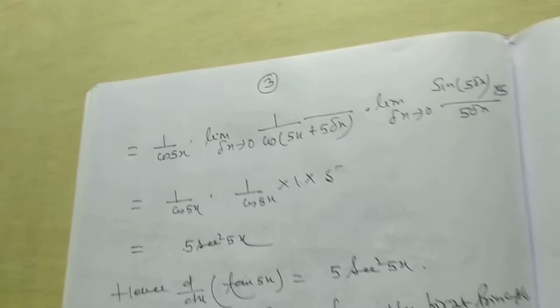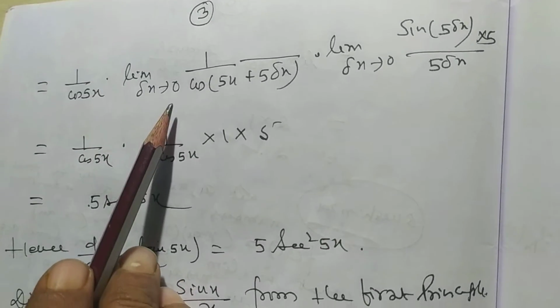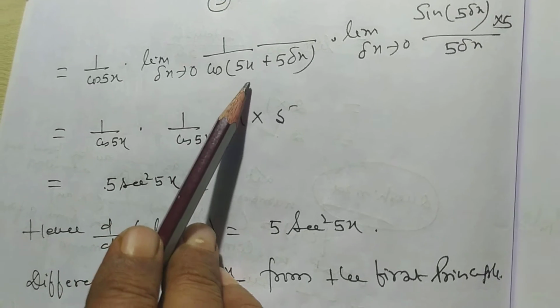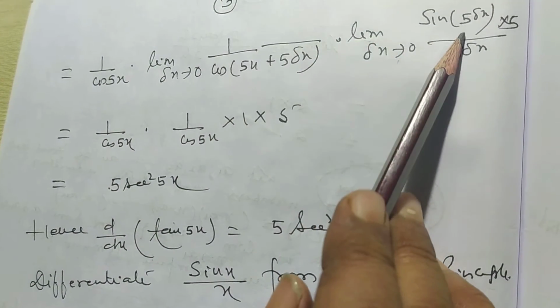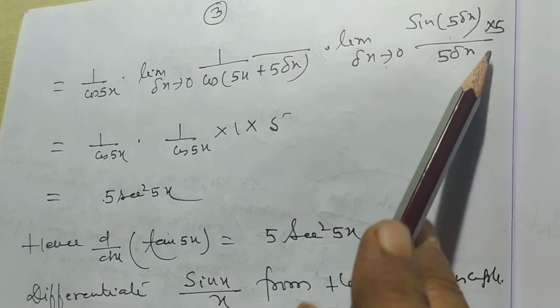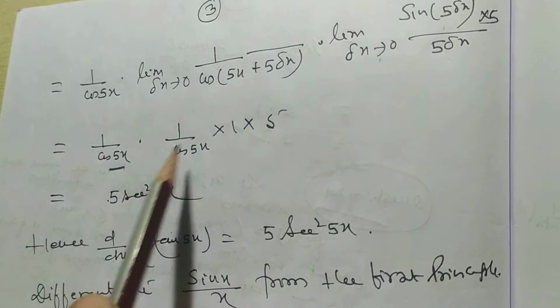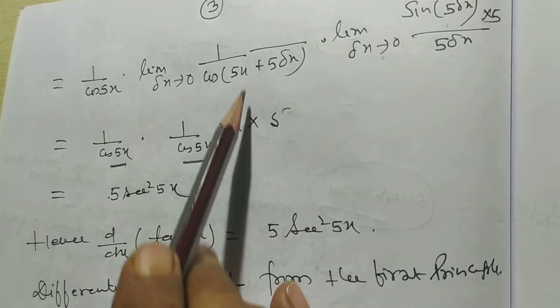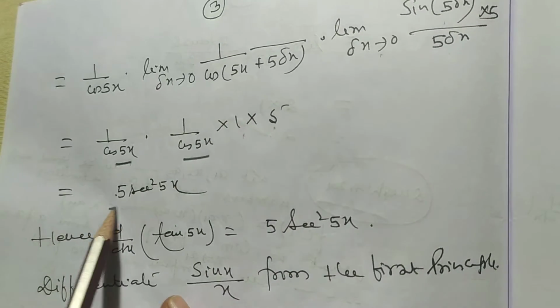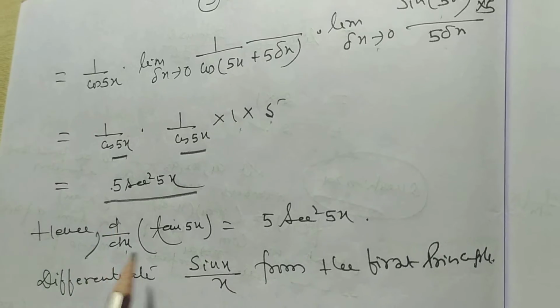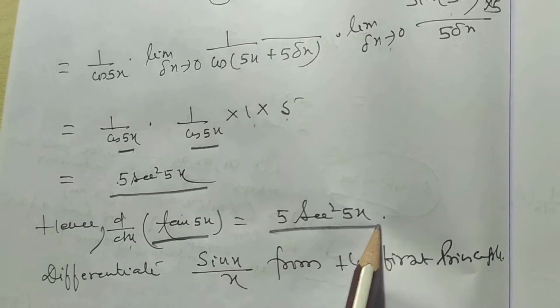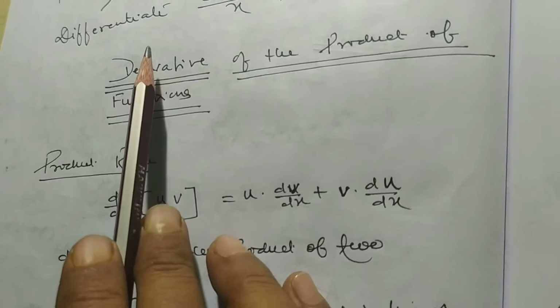So it will be 1 by cos 5x, limit Δx tends to 0, 1 by cos(5x + 5Δx), limit Δx tends to 0, sin 5Δx by 5Δx into 5. So 1 by cos 5x into 1 by cos 5x into 1 into 5. That is 5 sec² 5x. Hence, d/dx of tan 5x is equal to 5 sec² 5x.